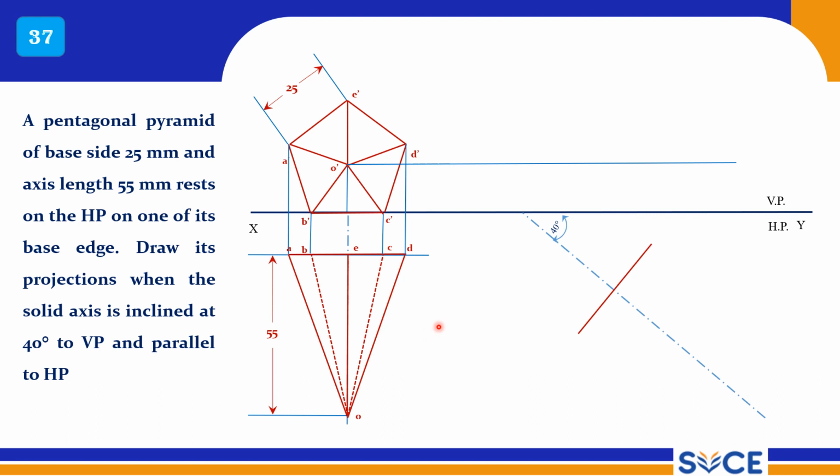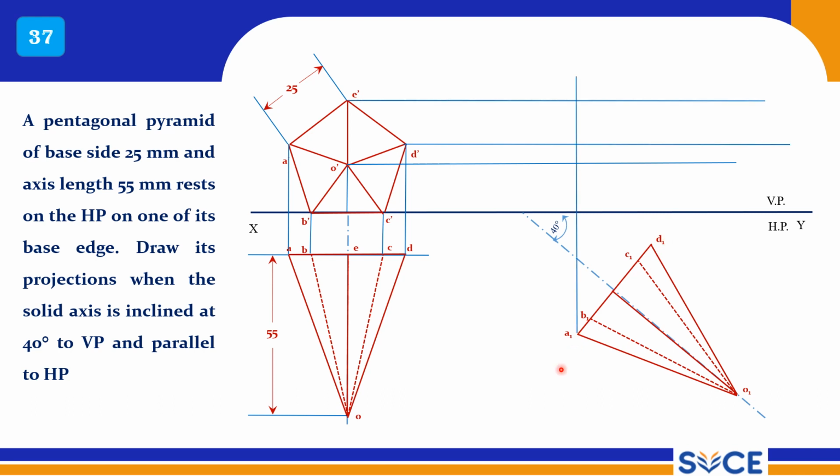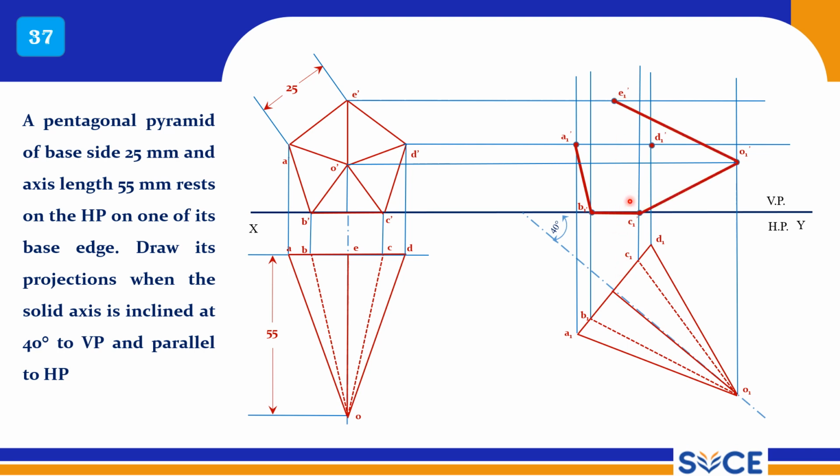And now draw the tilted view. This is the tilted view at 40 degrees to VP, and the same view I am reproducing here. The points are marked here with suffix 1, and you have to draw the corresponding projectors, and project the points onto the final front view. So this is your A1 dash, B1 dash, C1 dash, D1 dash, E1 dash, and O1 dash. So a line is missing here. Now project it and connect these points properly.